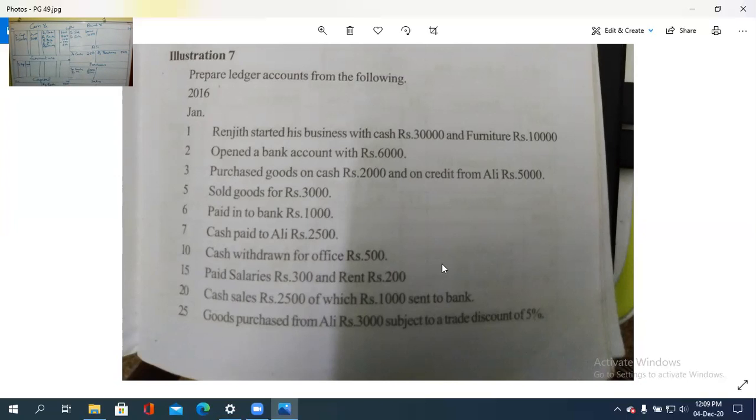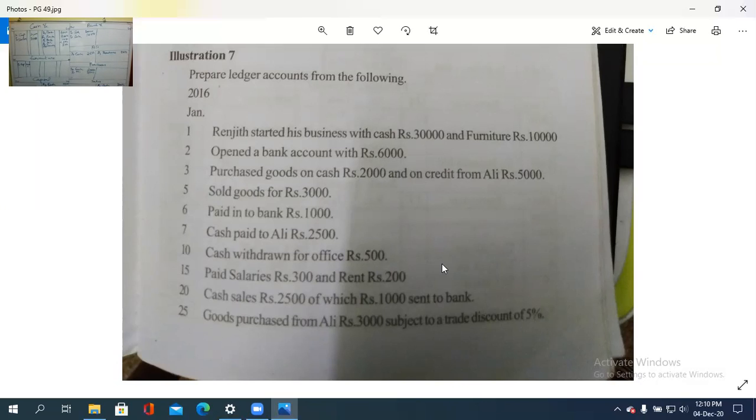There is this entry, cash account, that sold goods. Cash account debtor to sales 3,000. So here by cash 3,000. See, then what is that? Cash withdrawn for office rupees 500.